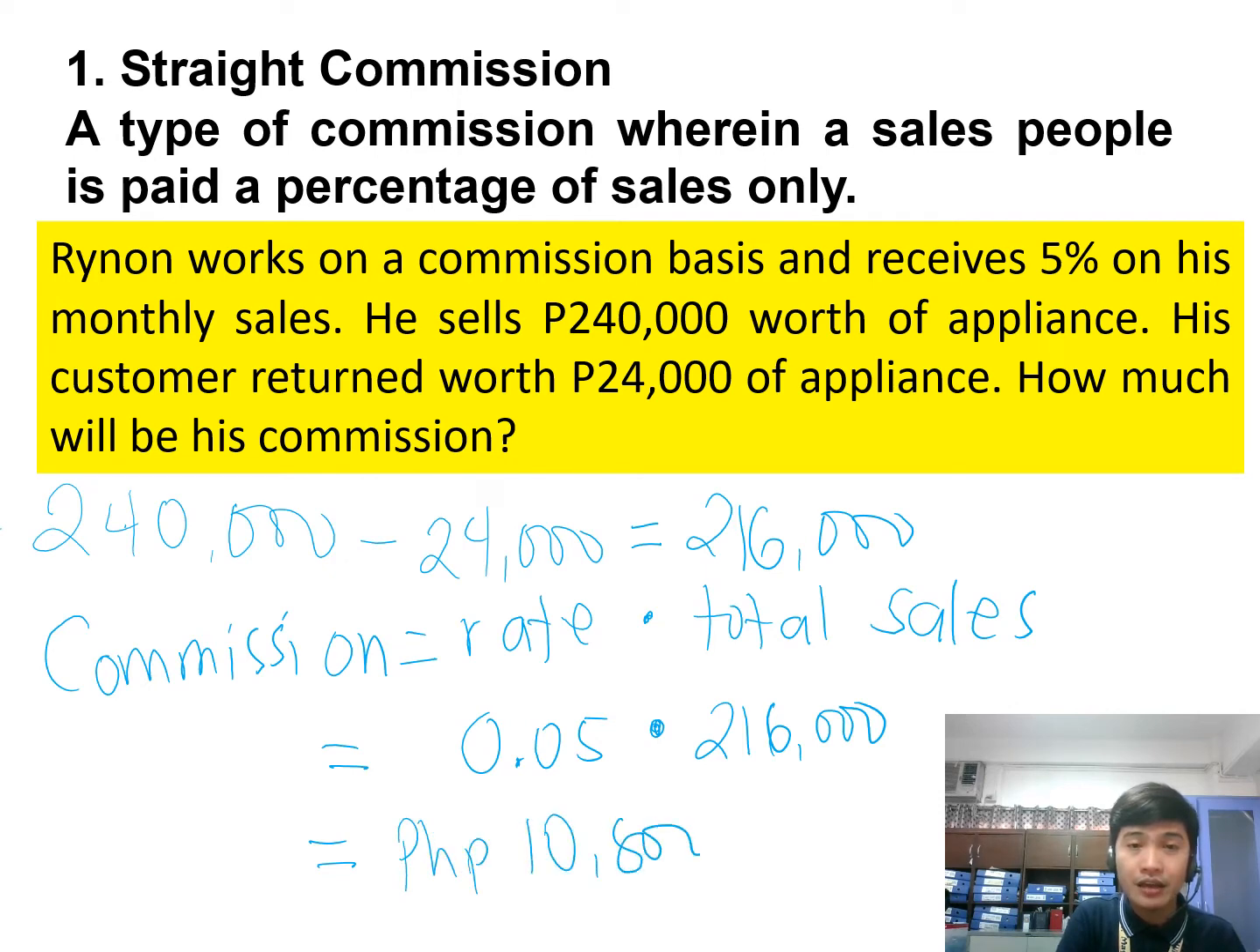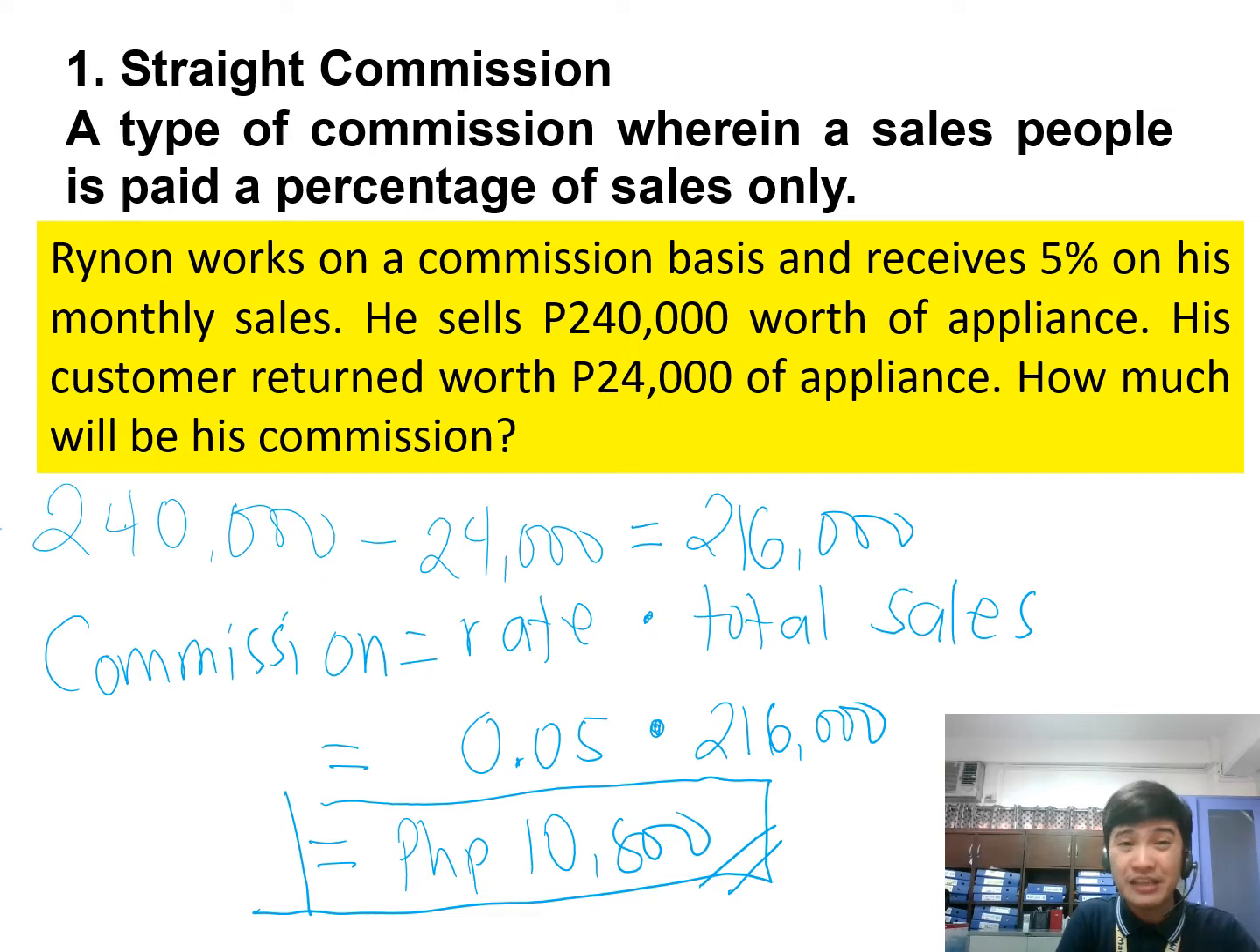So, ibig sabihin, itong 10,800 pesos, ito na po yung commission ni Rhinon on that particular month. Considering na siya ay nakabenta ng 240,000 pesos, kaya lang may isinoling appliance, 216,000 pesos na lang yung kanyang total sales. Considering that, yung kanyang total sales sa 216,000 pesos, ang kanyang magiging commission ay 10,800 pesos. So, that is the straight commission.